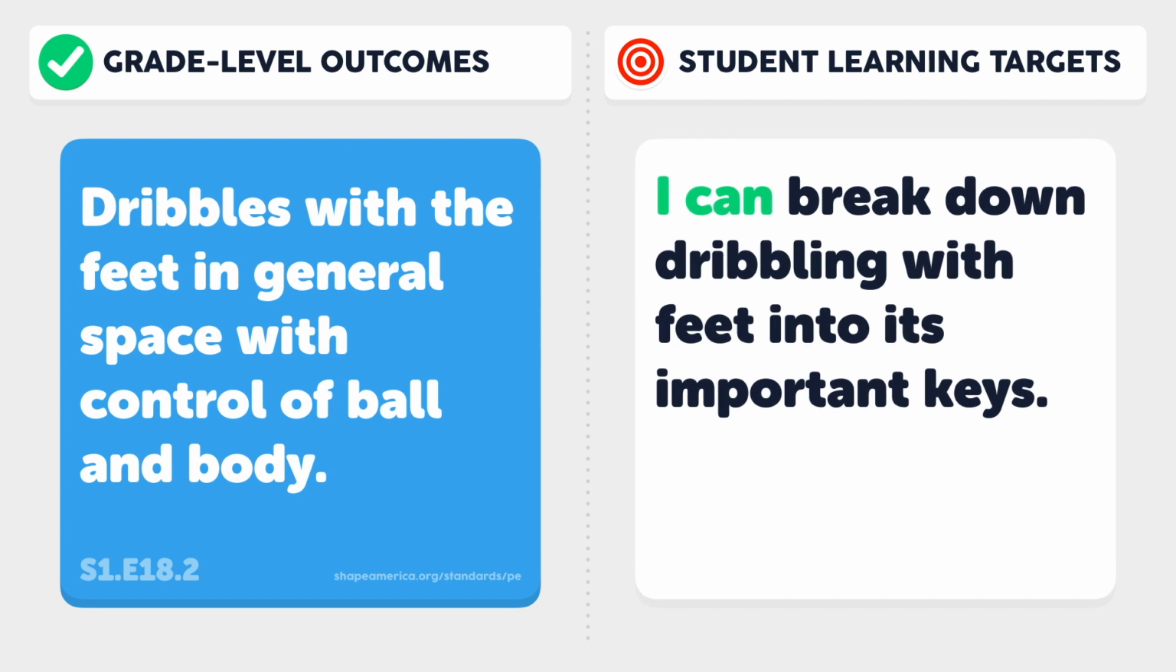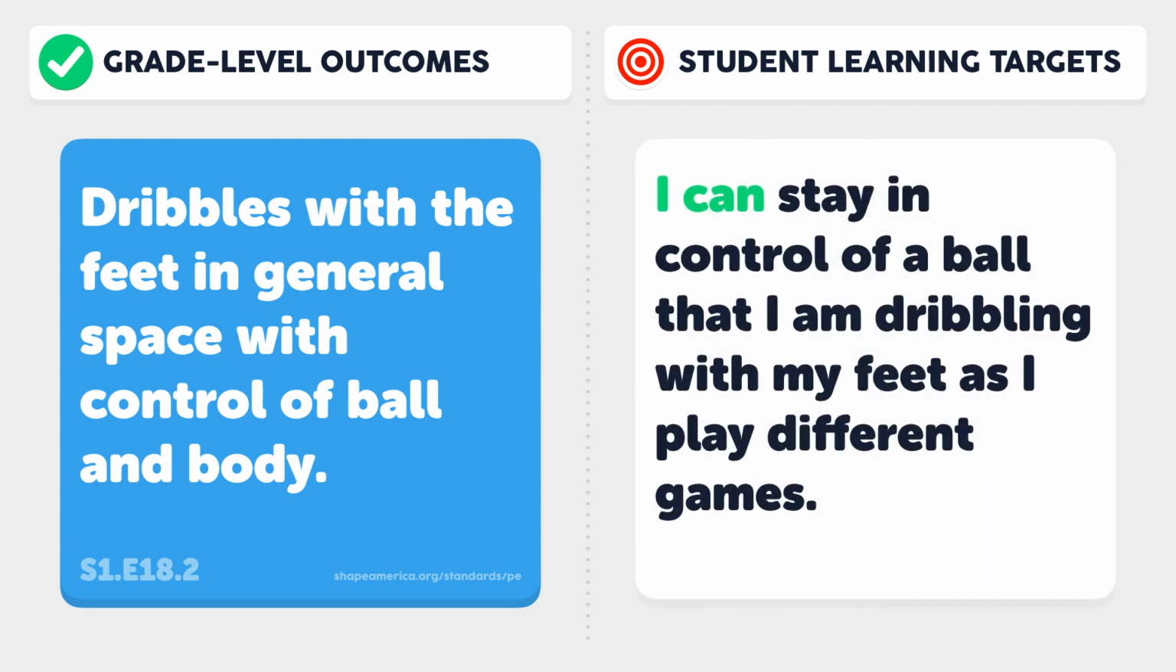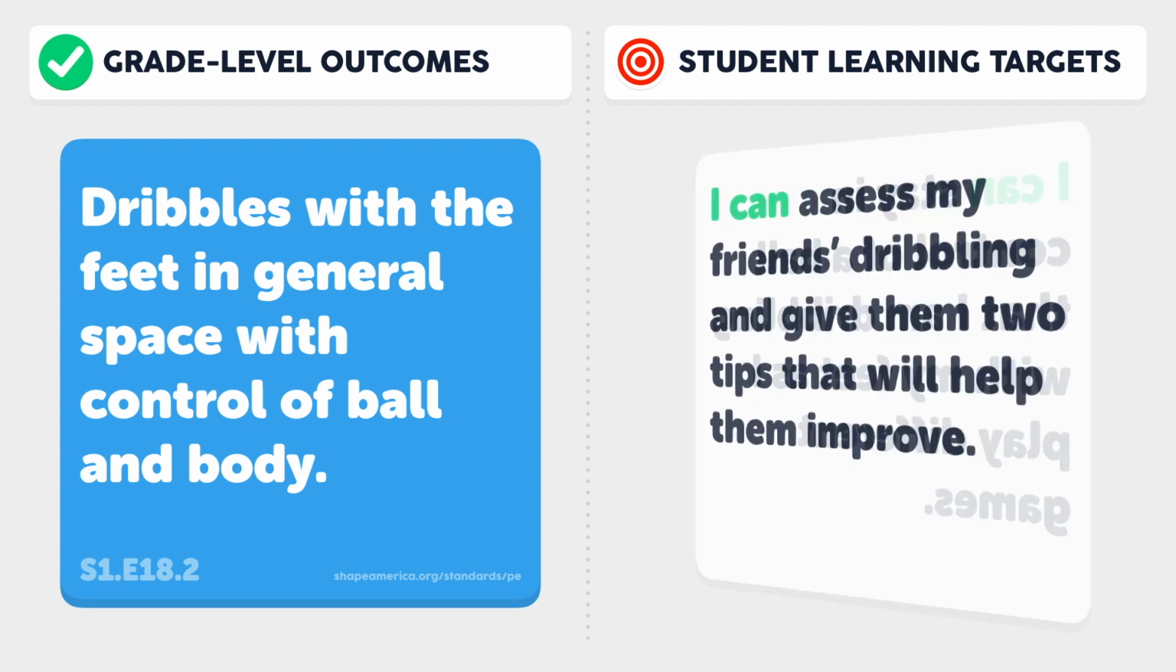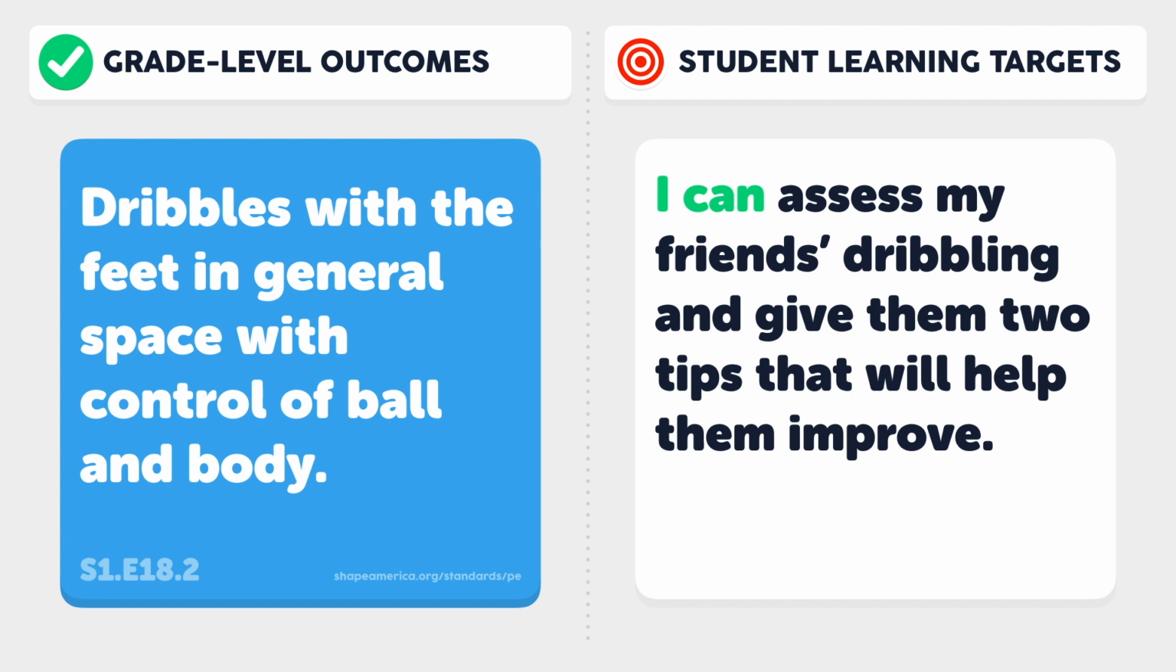I can break down dribbling with feet into its important keys, I can stay in control of a ball that I am dribbling with my feet as I play different games, and I can assess my friends' dribbling and give them 2 tips that will help them improve. Notice how all 3 of these examples were clearly aligned to the grade level outcome, but written in language that is easy for the students in grade 2 to understand.